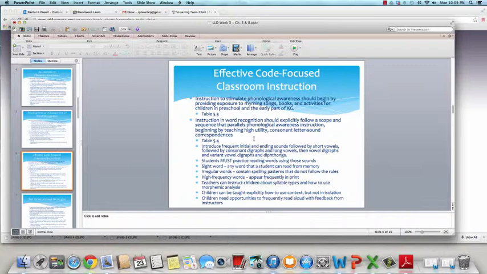what does effective code-focused classroom instruction look like? How do we teach these kids these skills necessary once we've identified what their areas of weakness are? Instruction to stimulate phonological awareness should begin by providing exposure to rhyming songs, books, and activities for children in preschool and the early part of kindergarten. And it needs to be progressive.